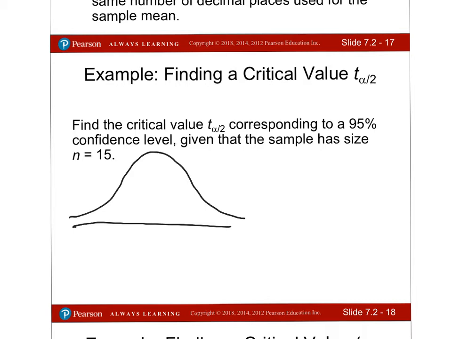I want symmetrically placed boundaries so that the area in the middle is 0.95. Well, that leaves the area in one tail as 0.025, and the area in the other tail is 0.025. Why? Because those have to add up to 0.05. And so that's the value that I'm going to look up in my table: the area in one tail.